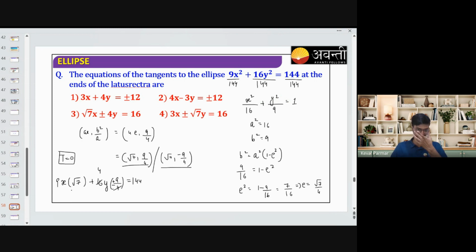Is 9 divisible? We can cancel out 9 also. 9, 9, 9, 16s are. So our answer will be root 7x plus or minus 4y is equals to 60. So this is the equation of tangents at the end points of latus rectum. Now this equation, that means it is option 3.